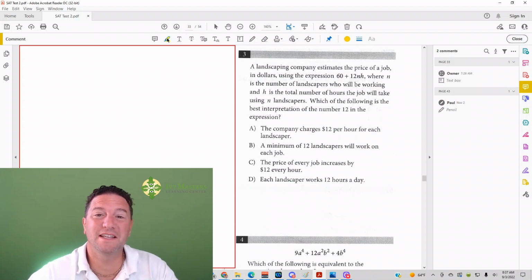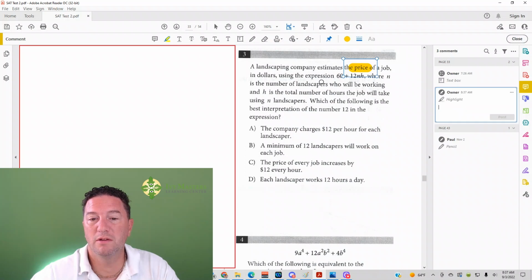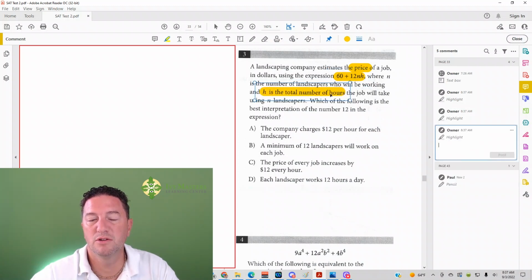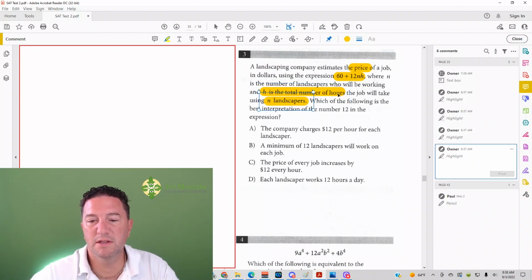And today we're going to look at Test 2, Section 3, Number 3, which reads: a landscaping company estimates that the price of a job in dollars, price, using the expression 60 plus 12NH, where N is the number of landscapers who will be working and H is the total number of hours the job will take using N landscapers. Which of the following is the best interpretation of the number 12 in the expression?